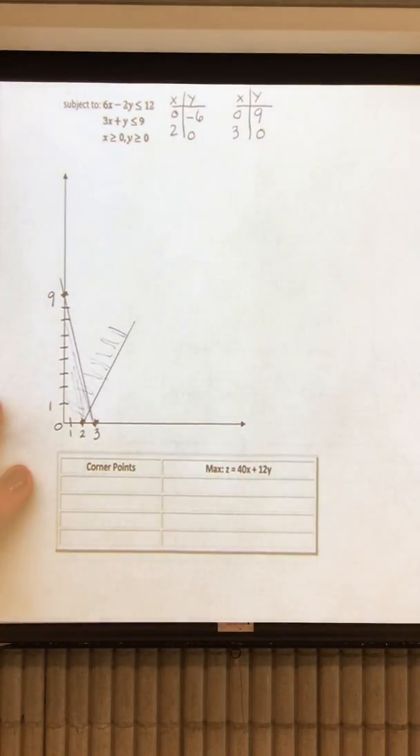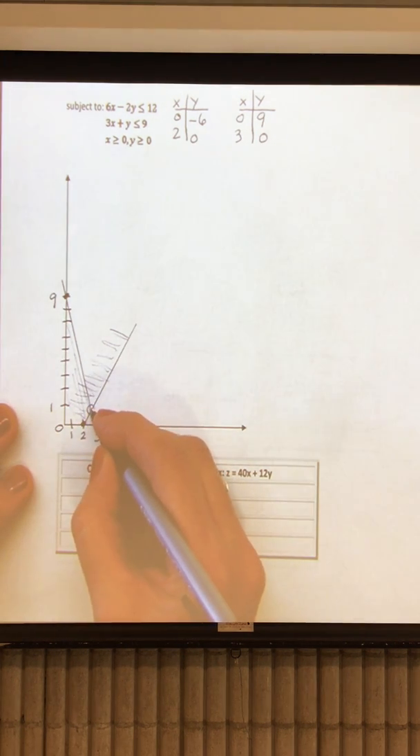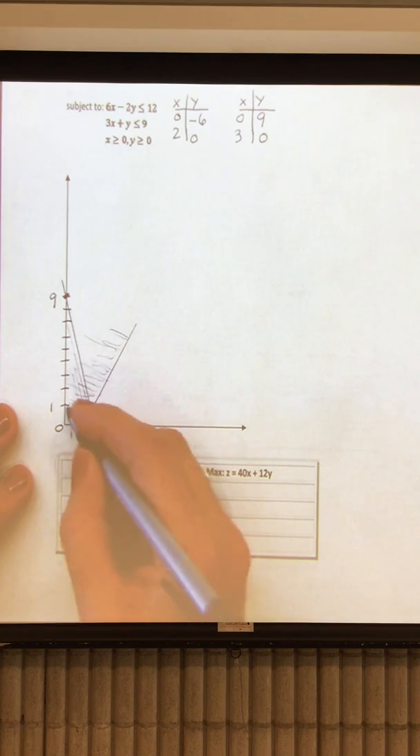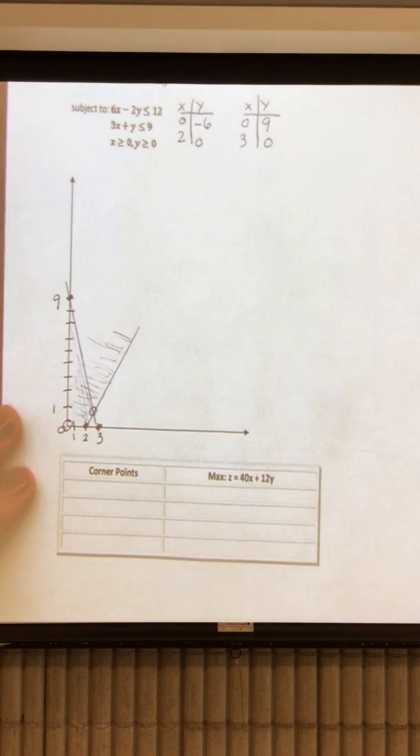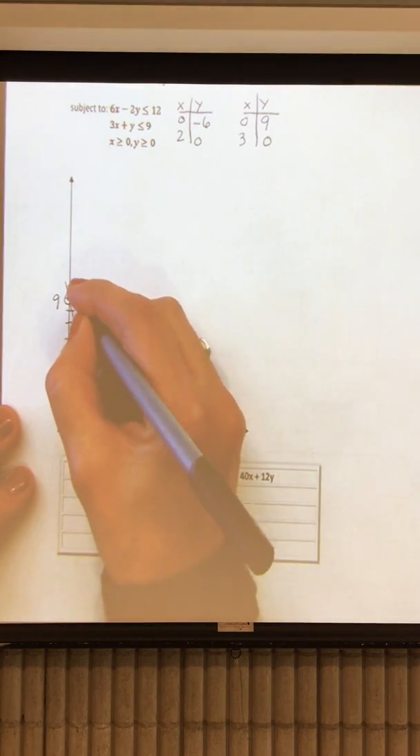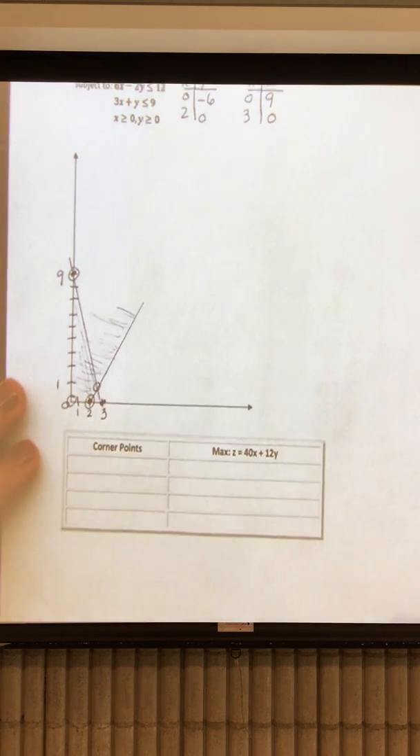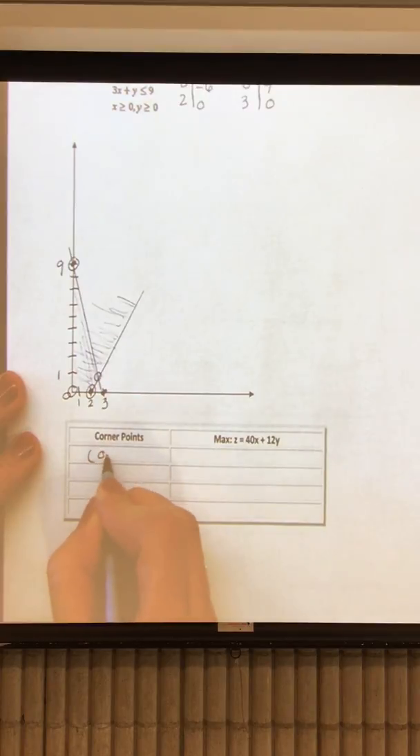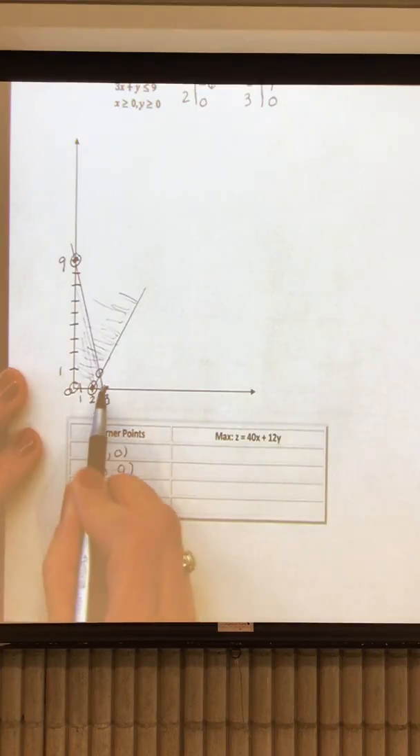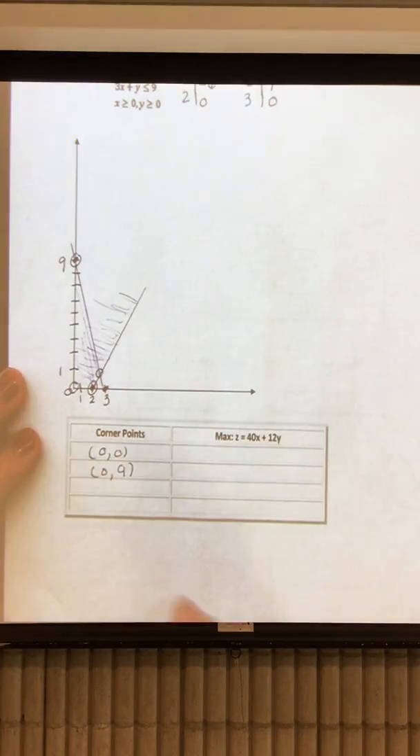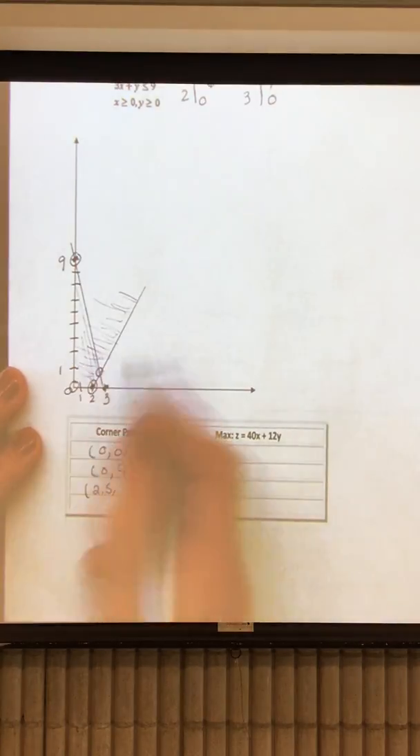So here we have our point of intersection and our feasible region. Our feasible region is enclosed by these 4 corner points. 1, 2, 3, 4 corners. So let us write our corners. 0, 0 is our first corner. 0, 9 is our second corner. Here our point of intersection is 2.5, and it's actually 1.5.